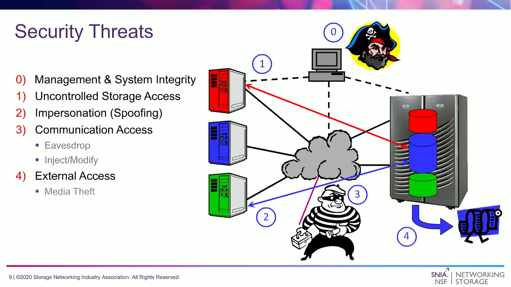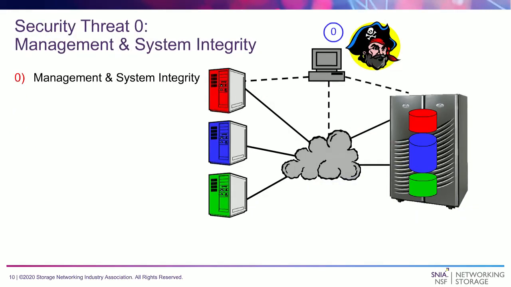Or finally, there could be some sort of physical access to the storage system, which basically means we have a media that is taken, and the data that is kept is compromised and taken away. So these are the fundamental security threats we have to handle. Let's look at how these can be mitigated. First of all, begin with security threat 0. And again, why 0 and not 1? Because if you don't secure your control system, you are in big trouble.